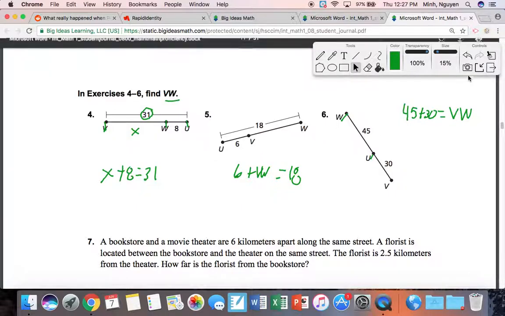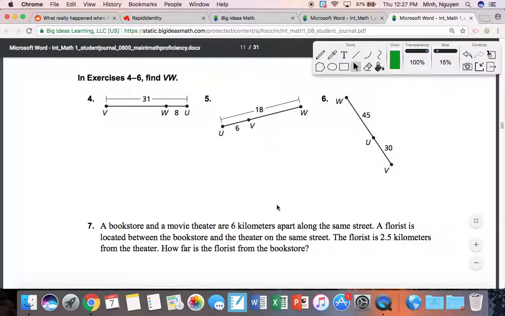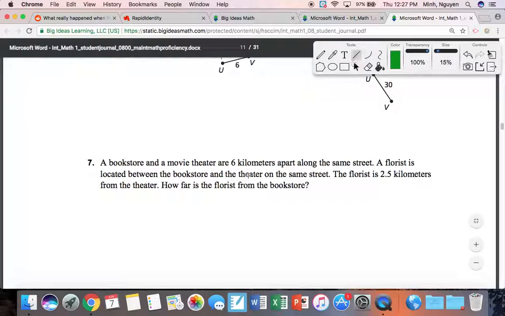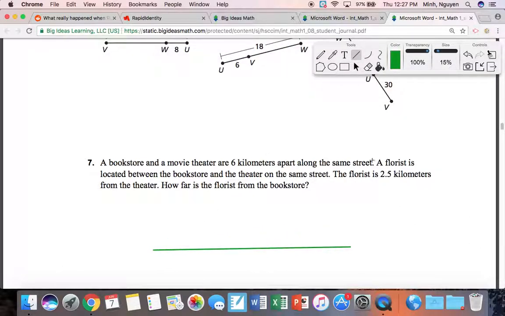Okay. A bookstore and a movie theater are 6 kilometers apart along the same street. Bookstore, movie theater, 6. A florist is located between them, and the florist is 2.5 kilometers from the theater. So between them is the florist, 2.5. So you have to find this part. It's set up just like this.